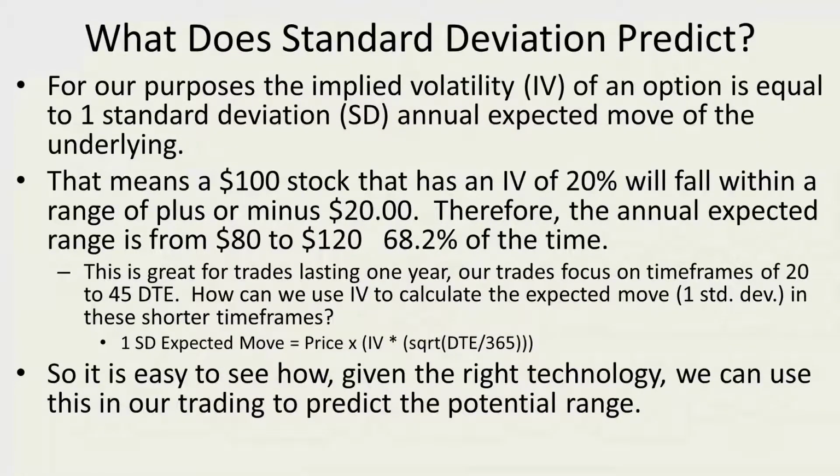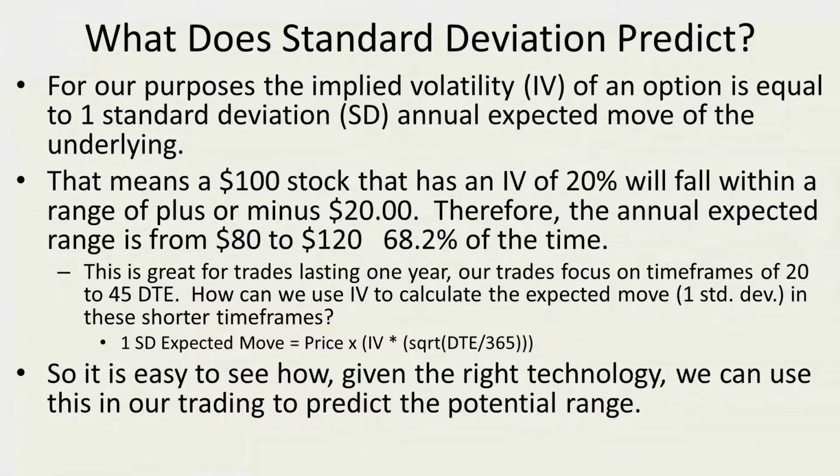So if we want to figure a one standard deviation move, which will contain our price 68.2% of the time, we just simply have to take the price, like in this case it's 100, times the IV, which is 20, times the square root of days to expiration. In this case, it would be 365 over 365. It would be 1. So price 100 times IV times 1 would obviously be 20. The expected move would be $20, and that's plus or minus 20. So we have a $40 range.